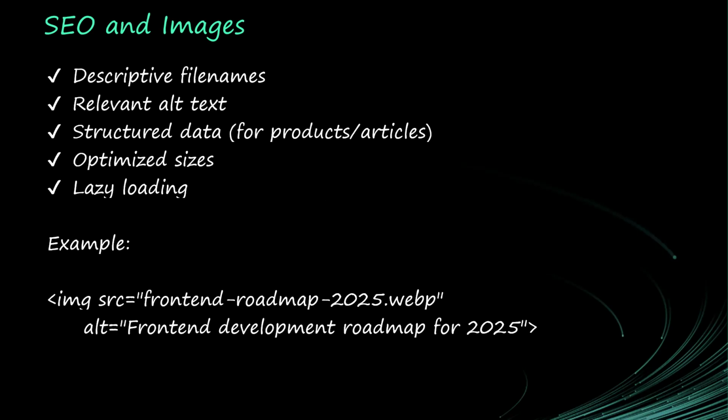So for example here, you can see the name of this image, front-end roadmap 2025 WebP. Look, they are using WebP here. Front-end roadmap shows that this image is for the roadmap for front end. And look at the alt text, it is very, very descriptive: front-end development roadmap for 2025.